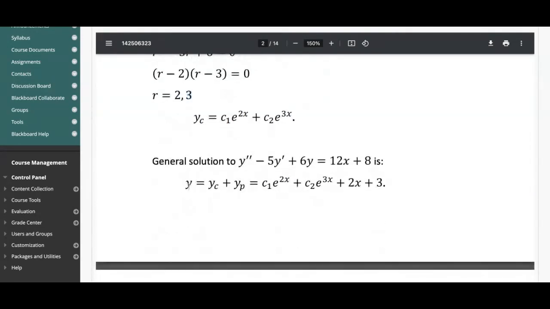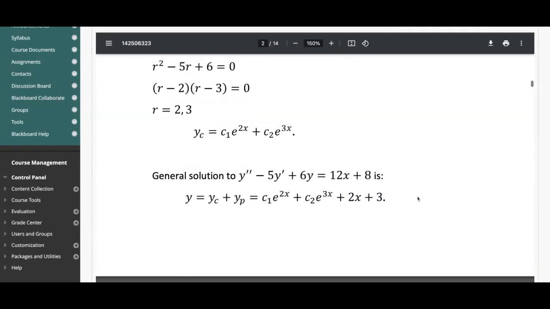So put all this together. A typical general solution to the non-homogeneous equation is the sum of a particular solution plus its complementary solution. So this is a complementary solution and plus a particular solution. Anyone has any question?